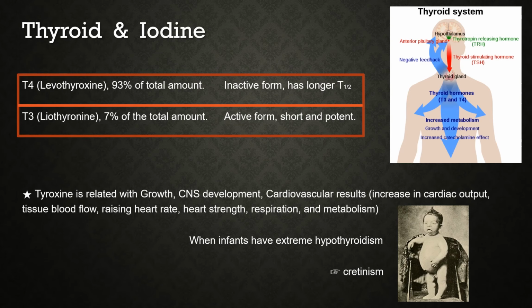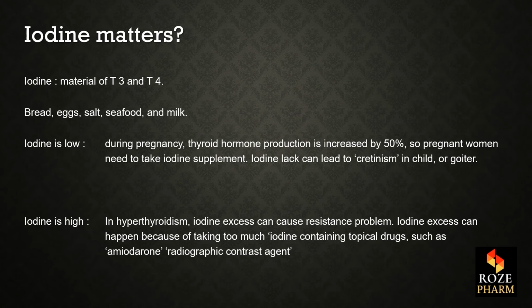So thyroxine is related to growth, CNS development, and cardiovascular effects, such as an increase in cardiac output, tissue blood flow, raising heart rate, heart strength, respiration, and metabolism. When infants have extreme hypothyroidism, which is low thyroid, they will suffer from cretinism, as in the picture. Does iodine matter? Yes, iodine is the raw material of T3 and T4. It is in foods such as bread, eggs, salt, seafood, and milk.